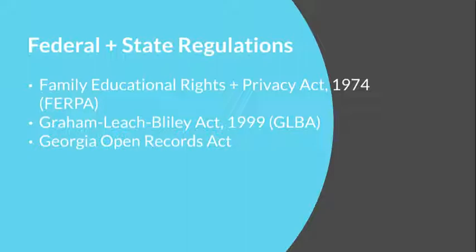In a nutshell, to review these regulations, FERPA includes everything in a student's record. GLBA covers student financial aid data. Open Records, there are limitations, but for the most part, it includes all data generated by the university, such as in our emails or in other communications and in files that we have, say, on OneDrive.